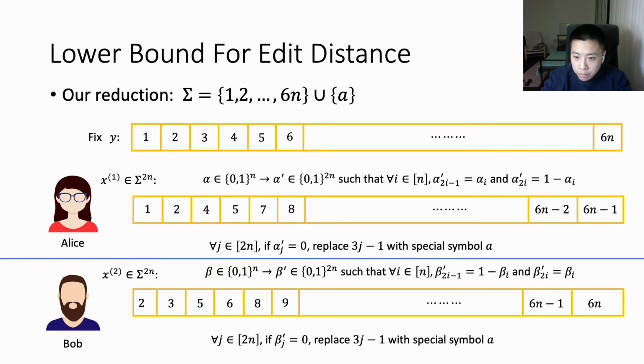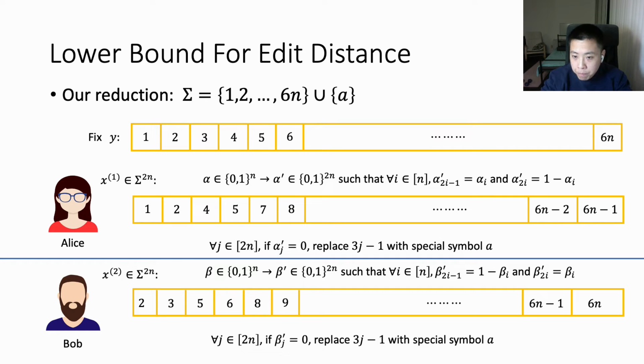The string x1 is initially the concatenation of 3j minus 2 and 3j minus 1 for j from 1 to 2n. Then, for all j, if alpha prime j equals 0, we replace 3j minus 1 with a special symbol a.